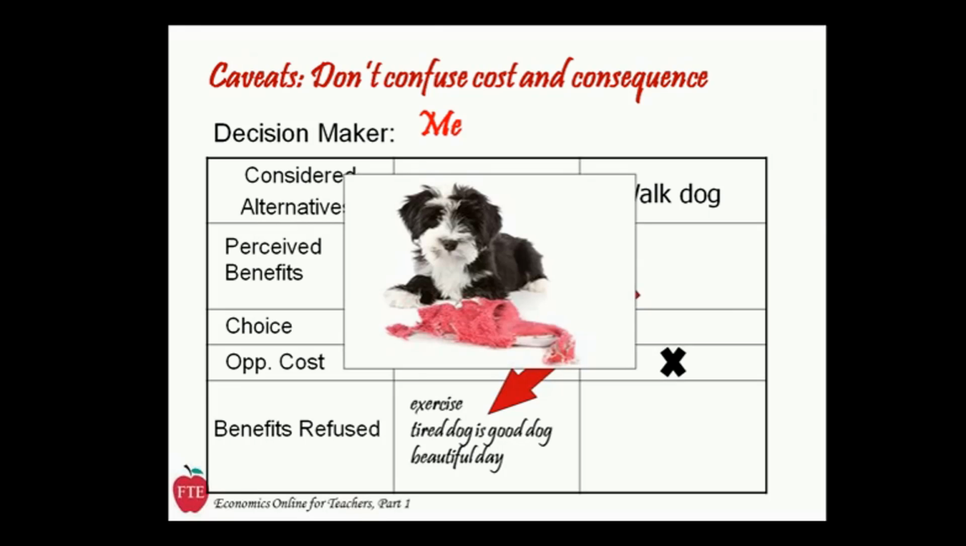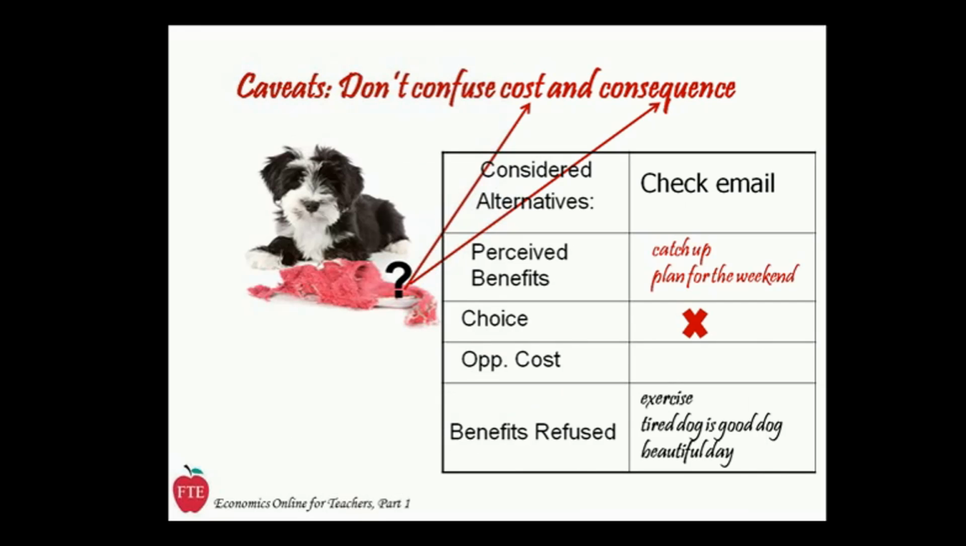Question. Are the ruined slippers an opportunity cost of my decision to check my email? Now think about this carefully, because this is one of the easiest mistakes to make when using opportunity cost analysis on historical decisions. The chewed up shoes are a consequence, not a cost, of my choice to check the email. It's that unknown future thing.